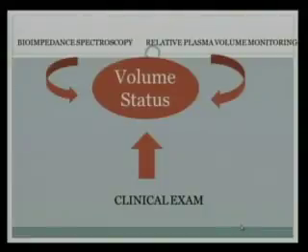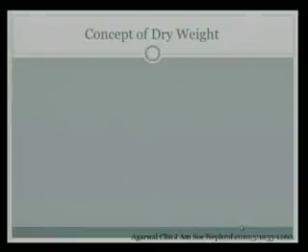These are not diffusely used at this point. In fact, bioimpedance in the United States is still only experimental. Some units use relative plasma volume monitoring. The San Francisco VA hospital actually uses it, and it can be an important clinical tool, and I'll go into more details on that. So what is dry weight?